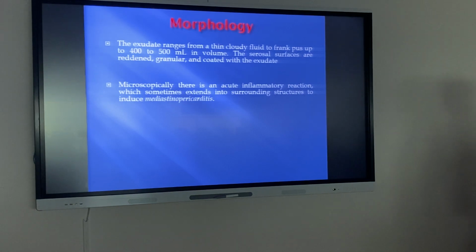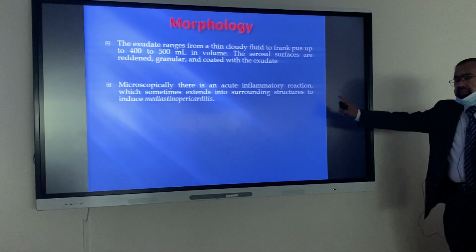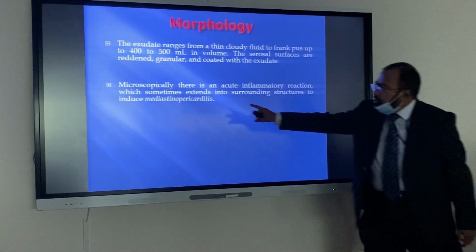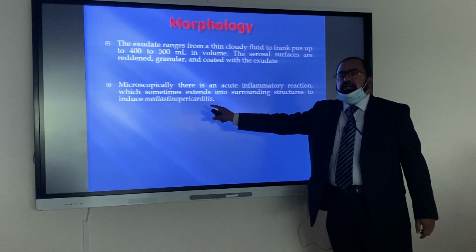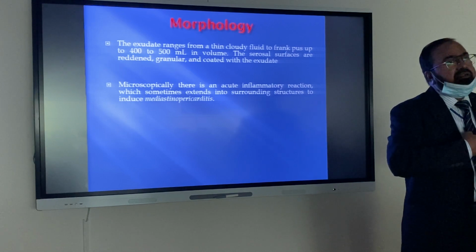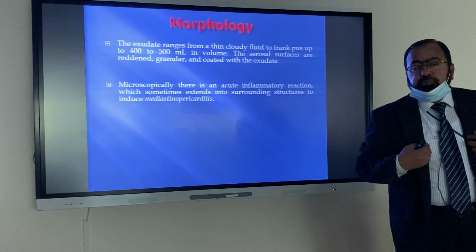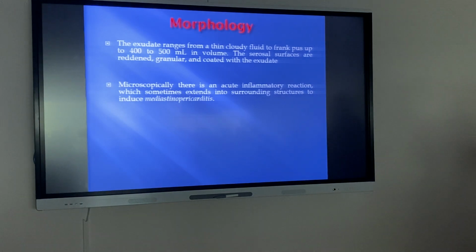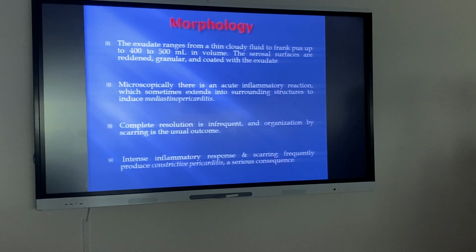Microscopically, the acute inflammatory reaction sometimes extends to the surrounding structures, and they may cause mediastinopericarditis. Now, the infection of the pericardium is spreading outside. Sometimes it involves the surrounding structures so much that when the heart pumps, it also stretches the surrounding structures. That's really a big complication of it, right?